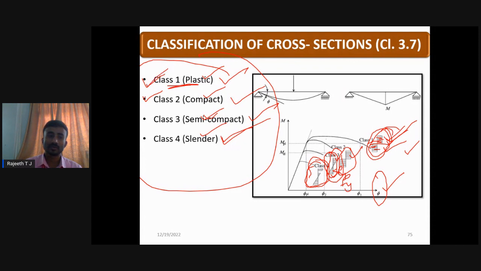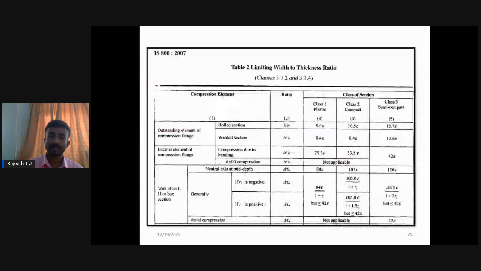steel sections. We'll go for one more element called compact. We will try to minimize the semi-compact also. Sometimes we'll use it, whereas slender we avoid for our steel structure usage, because this will have local buckling failure. Before the application of the force, the member is going to fail due to local buckling.